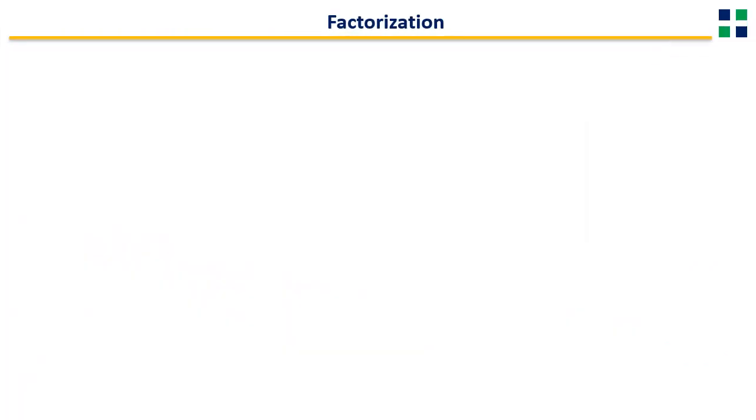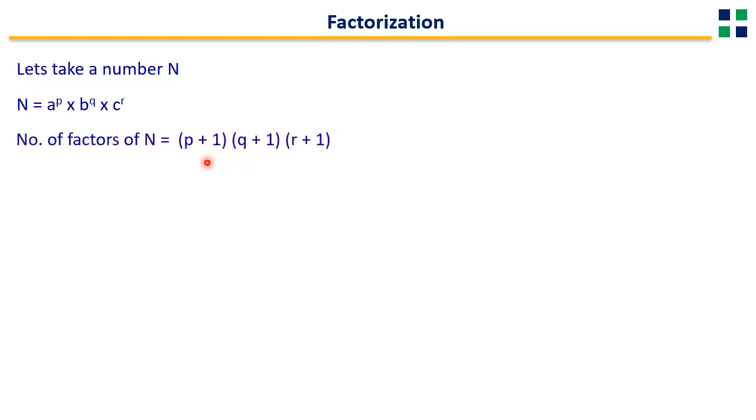Let us start with factorization. Let us take a number n. Let us factorize this number n as a product of prime factors as a to the power of p into b to the power of q into c to the power of r, where a, b and c are the prime numbers. Then how to determine the number of factors or count of factors of this number n? It can be found as (p plus 1) into (q plus 1) into (r plus 1).